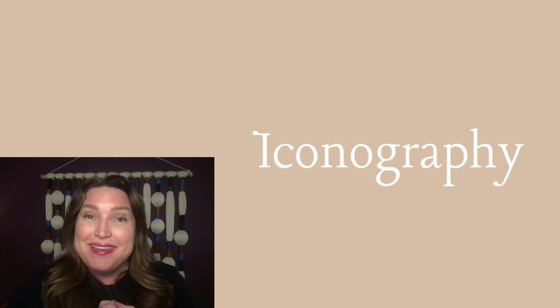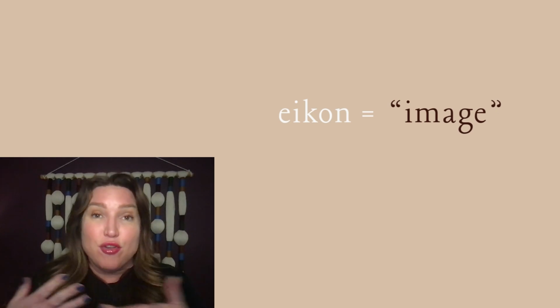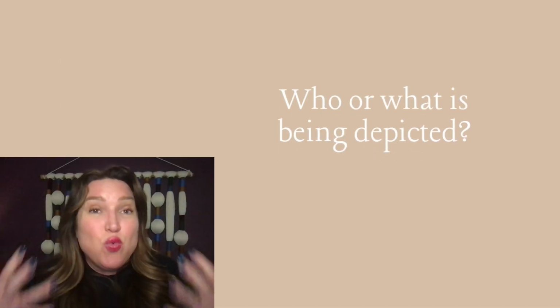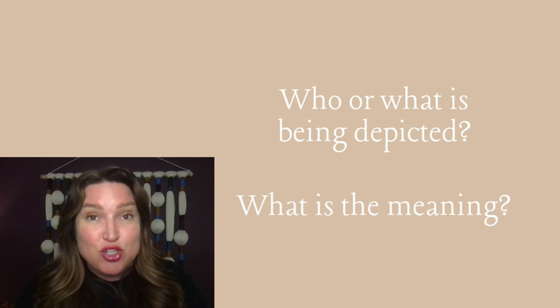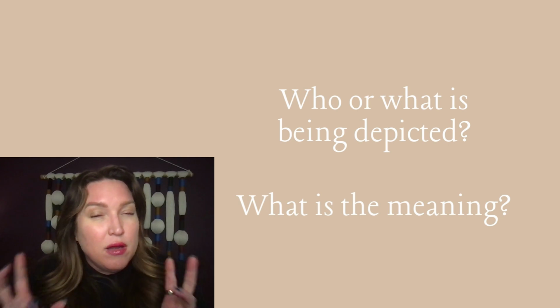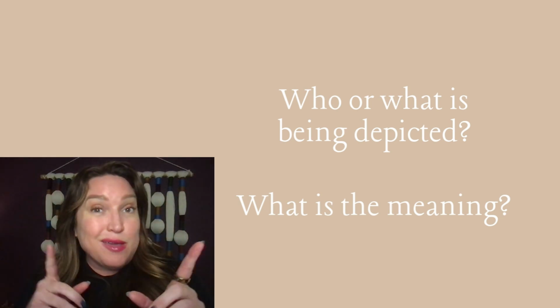It comes from the Greek term icon, which means image, and graphe, which means write. So the idea is, how does the image write? How does the image tell a story? How does the image create meaning? So when we're talking about iconographic analysis, we're talking about who or what is depicted and what is the meaning of that subject matter. What is the symbolic meaning of that subject matter?